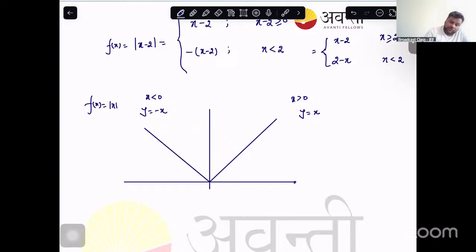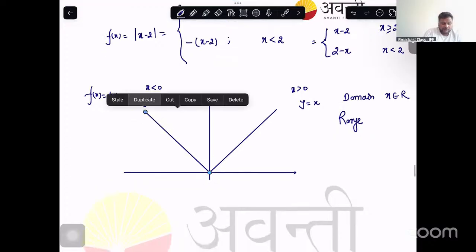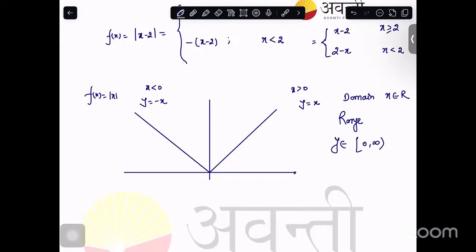Am I clear? Now the domain: you can give any value to the modulus function, so the domain is x belongs to R. Range will be what? See on the graph, if you analyze the y coordinate, it is varying from 0, inclusive of 0, to infinity. Am I correct? It won't have any negative value.